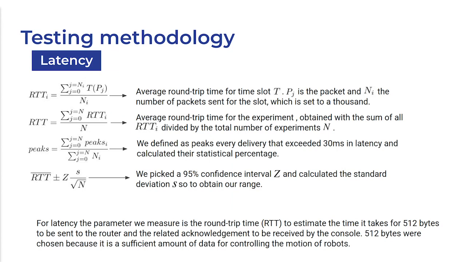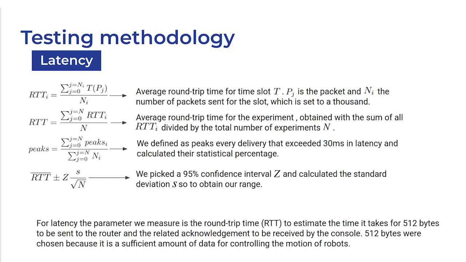As for latency, instead, we have done a pretty much analogous way to measure and calculate the previous parameters, with the exception that in this case we defined a parameter as peaks, which were every delivery that took more than 30 milliseconds in latency. So we wanted to know how the higher values of this spectrum were distributed, so to know the statistical meaning of this data.